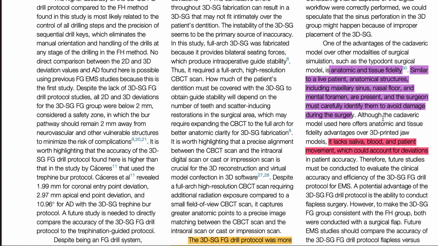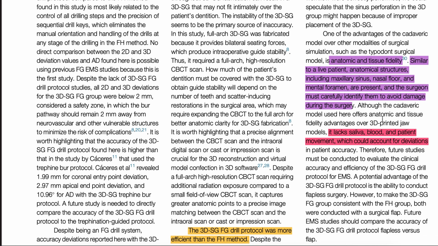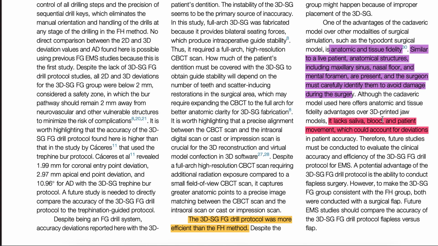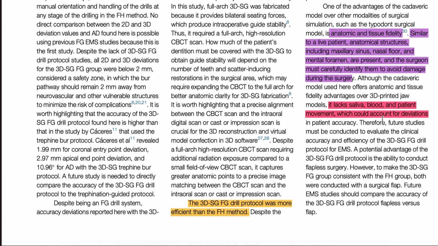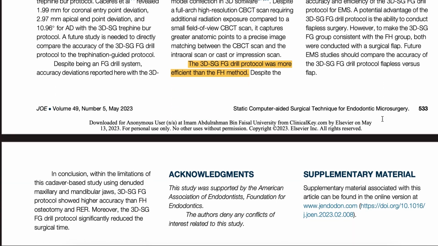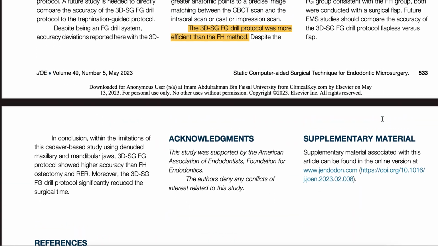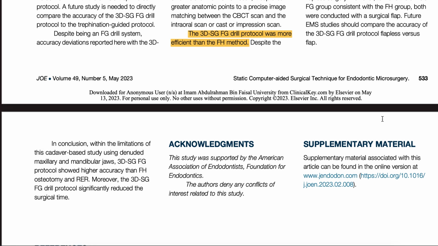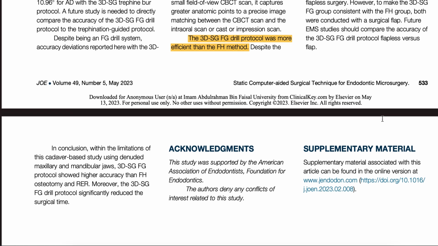Regarding the model used here, we all know that the cadaver has anatomic and tissue fidelity in comparison with the typodont surgical model, as it's similar to a live patient and anatomical structures. However, it lacks saliva, blood, and patient movement, which could account for some of the deviations. So this technique was more efficient than the freehand model. However, a clinical study is needed to further validate these results.